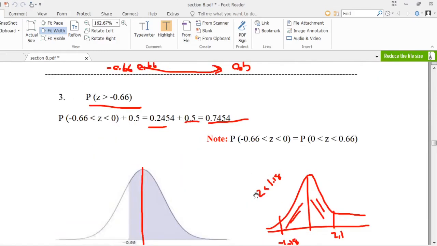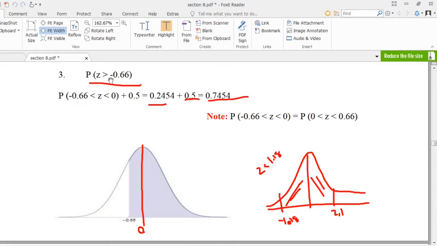Okay? So the third example is about finding bigger than negative 0.66. It's the same concept. You find the value from negative 0.66 till 0, so you search the table for the value. Negative doesn't matter. Negative or positive, it is the same distance from the 0. So you get the value for 0.66 from the table, and you add half because you want everything that's bigger than negative 0.66, from negative 0.66 till the rest, and you get the value.